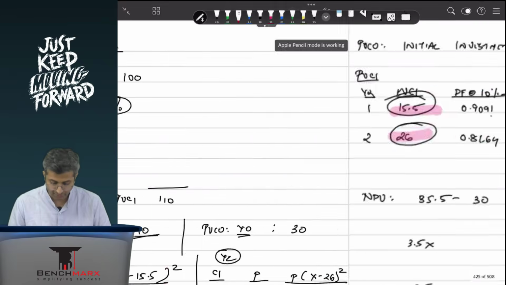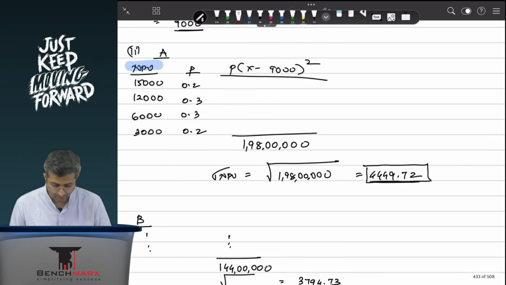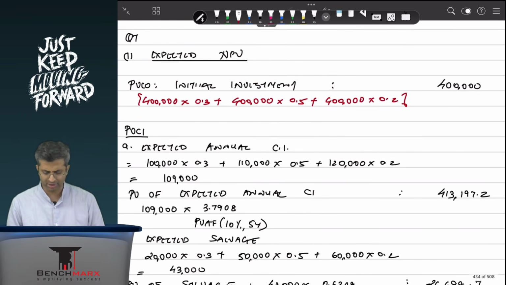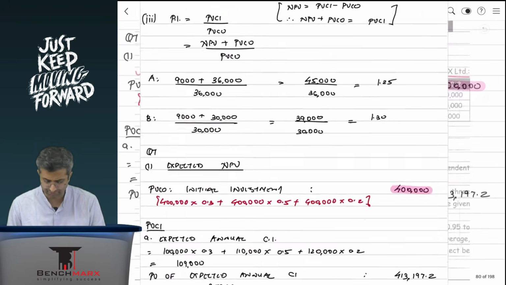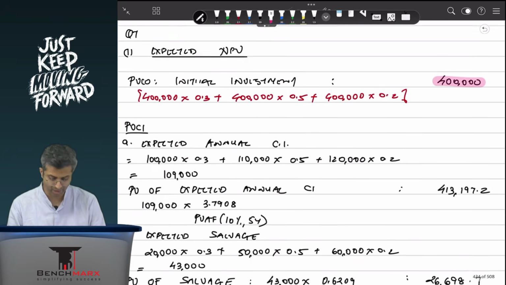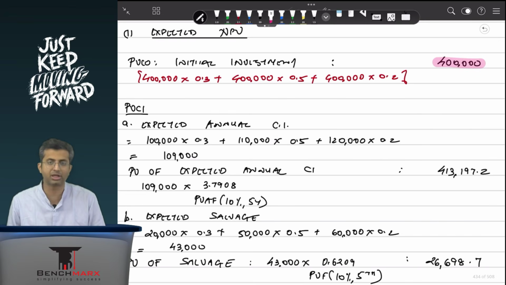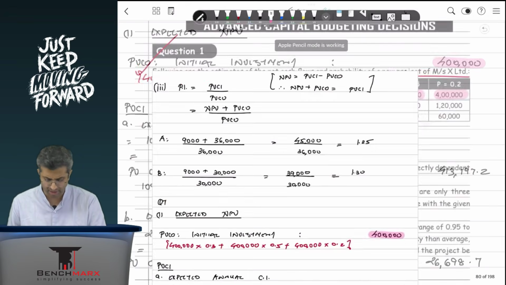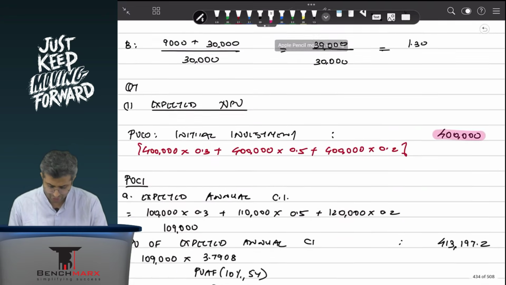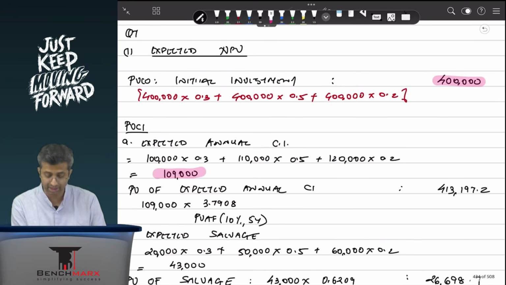Now, if I want to find the expected NPV over here, how will I do this? For the expected NPV calculation, I will find the present value of cash outflows. Your initial investment present value is 4 lakh in all possibilities, and hence your cash outflow, for example, is 4 lakhs. Later, I will try to find the expected cash flow, like it can be 1 lakh, it can be 1 lakh 10, it can be 1 lakh 20 with different probabilities. So I'll find the probability-based weighted average expected cash flow, which will come to, let's say, 1 lakh 9,000.